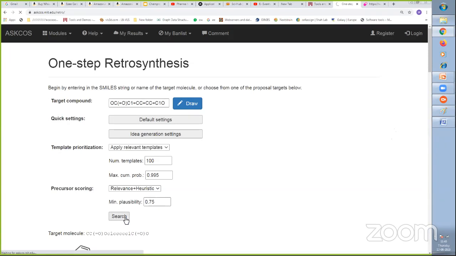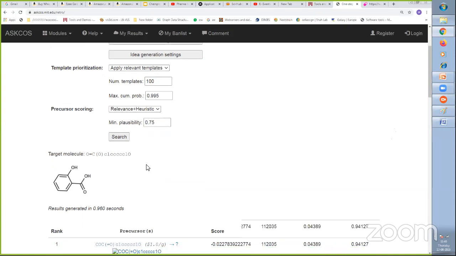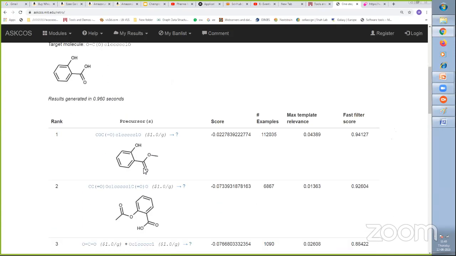So how to synthesize salicylic acid? So this is salicylic acid. So it gives different possibilities. Okay. So you can actually take it from methyl salicylate. Okay, can you see this one? Methyl salicylate. Methyl salicylate is naturally available.